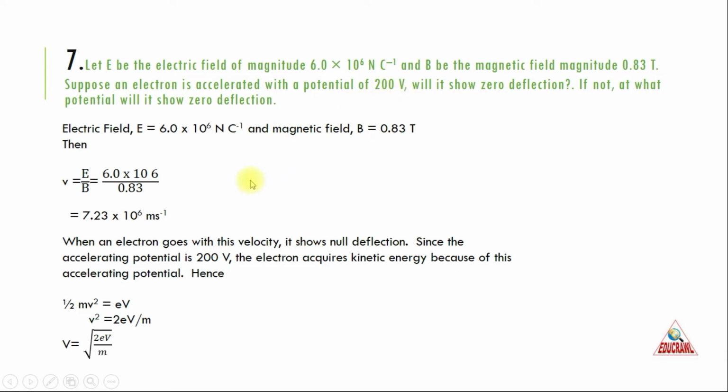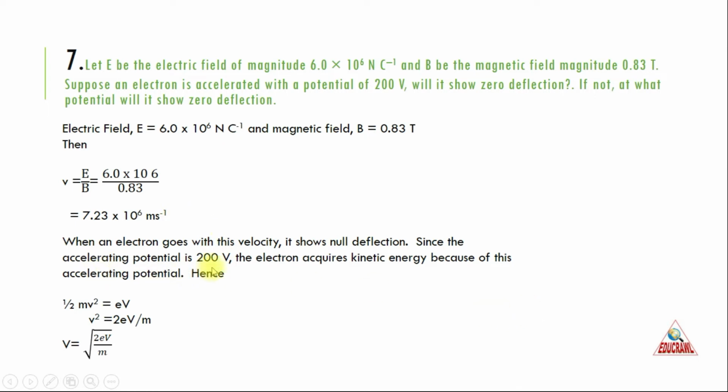Now we can find the value of the velocity of the electron. The velocity selector formula, you remember it as V is equal to E by B. Substituting the E value and B value, we get the value of velocity as 7.23 into 10 power 6 meter per second. When an electron goes with this velocity, it will show null deflection.